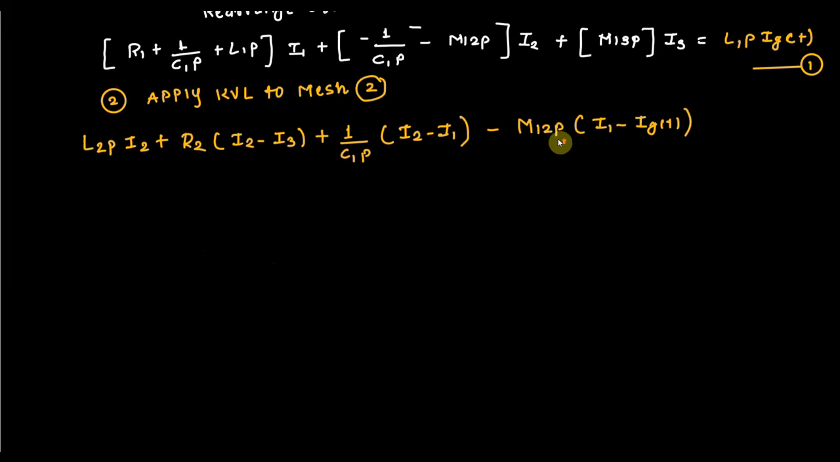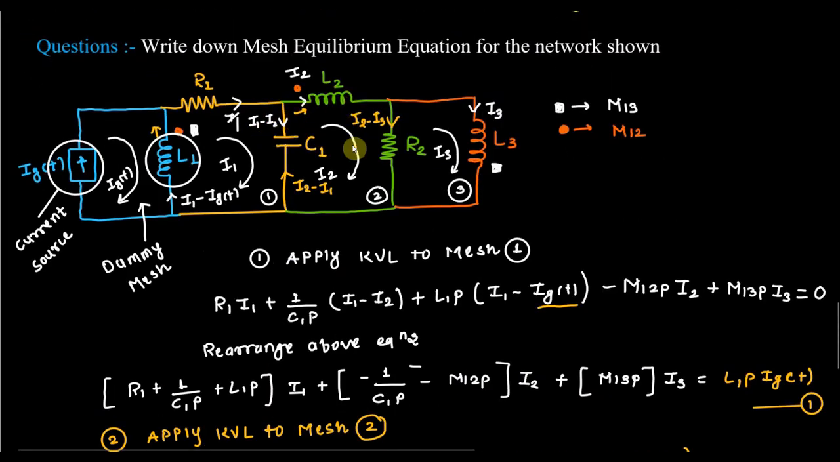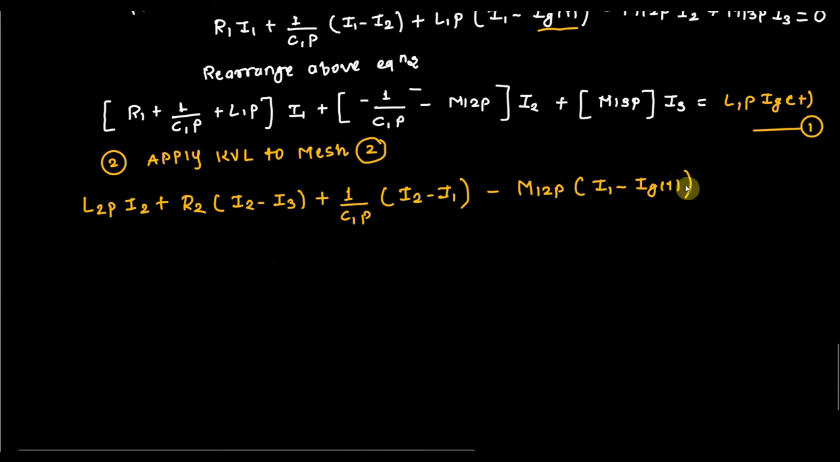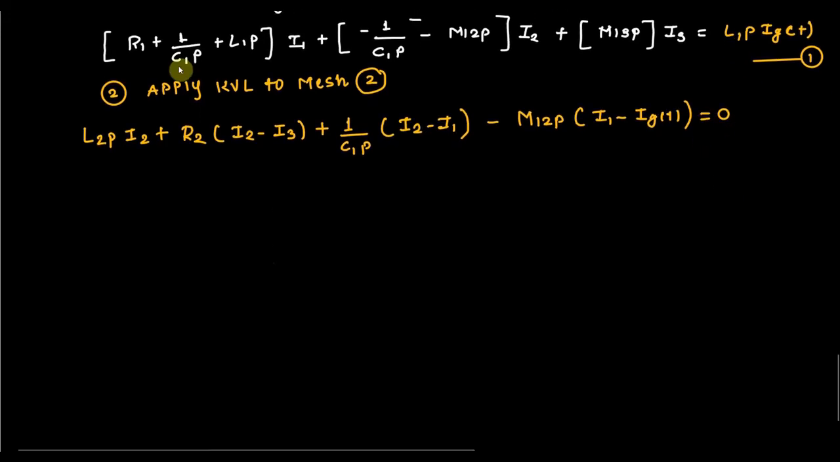Okay. And as there is no other mutual, so there is no mutual term and there is no voltage source. So that's why this is equal to 0. Okay. So in that way, we have written the mesh equation for the second one. Now after that, what we will do? We will convert this equation in the similar form of equation 1.